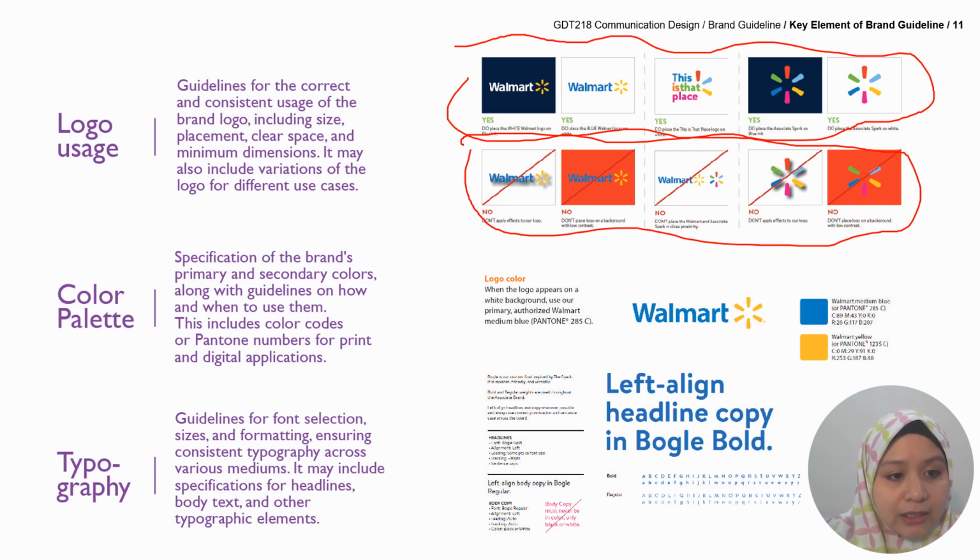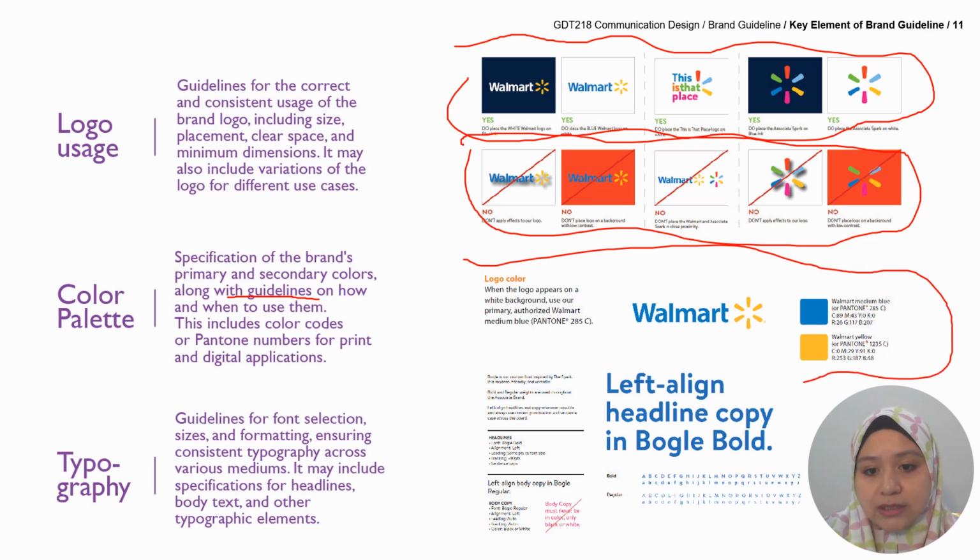Let's have a look at the color palette. Color palette is the specification of the brand primary and secondary colors along with guidelines on how and when to use them. This includes color codes or pattern numbers for print and digital application. So this is the CMYK, okay, for reference when they are going to print their corporate item and also for digital application such as website and so on.